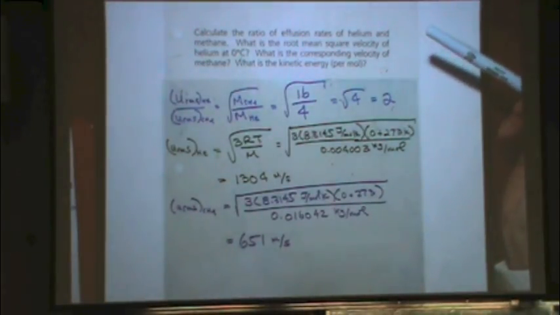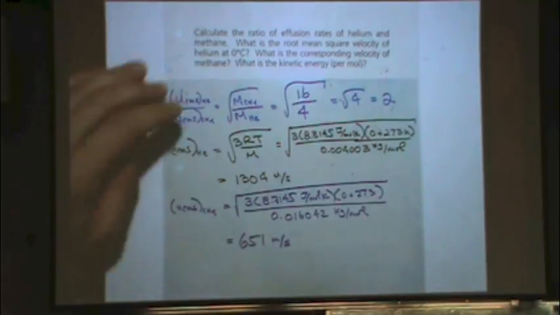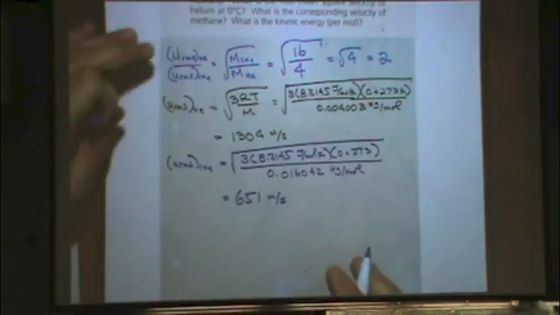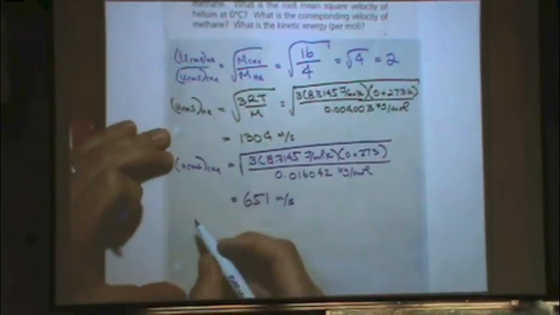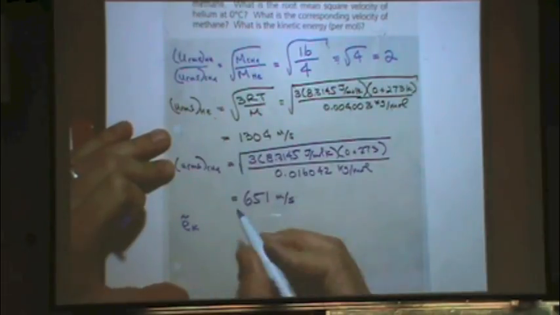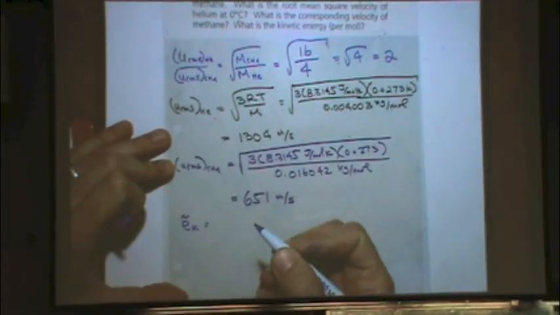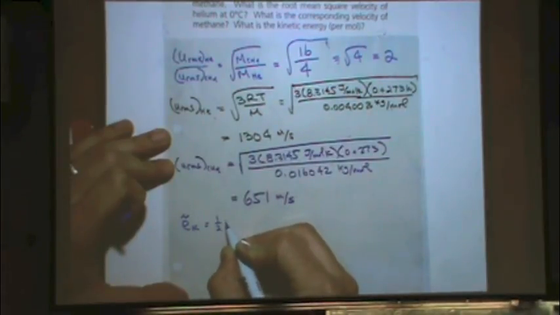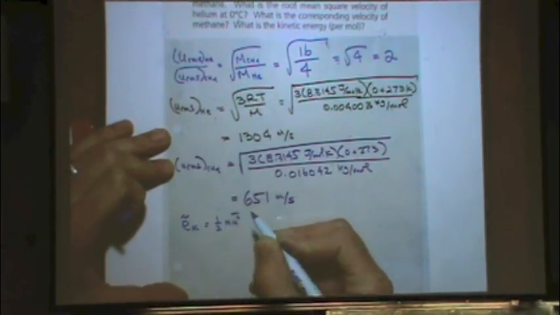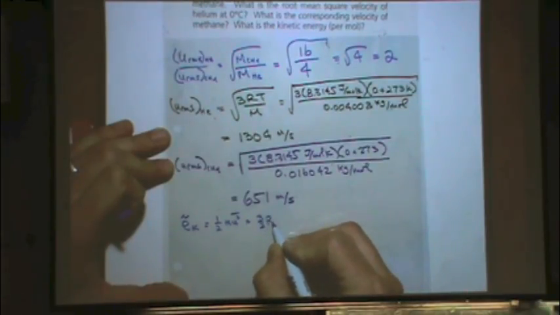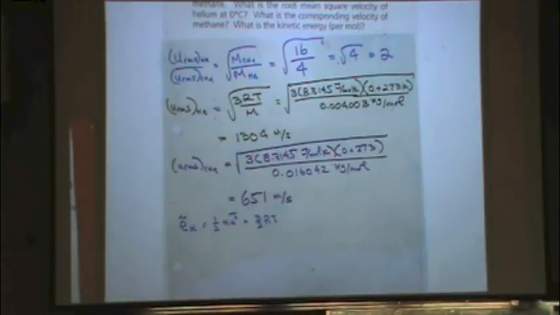Now let's go on to the kinetic energy. We're going to go to the kinetic energy part of the problem. E_K with a squiggle is per mole, kinetic energy per mole. That's typically what we're asking for. There are two formulas: 1/2 M u squared bar, or 3/2 RT. Just for practice, let's try both.